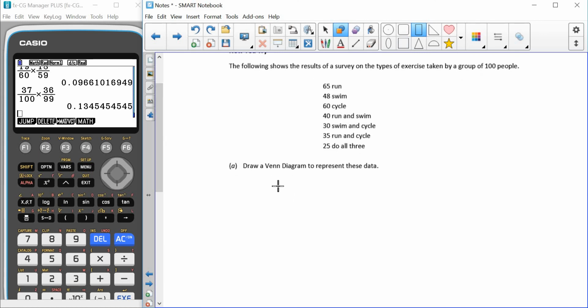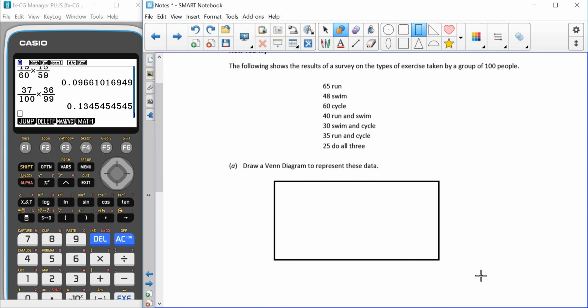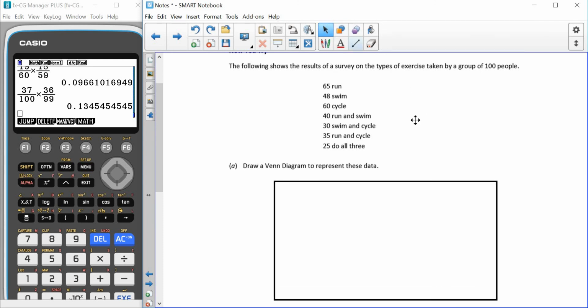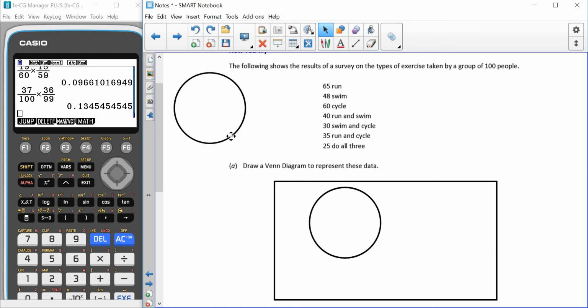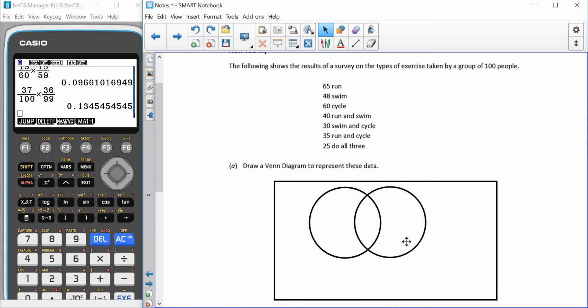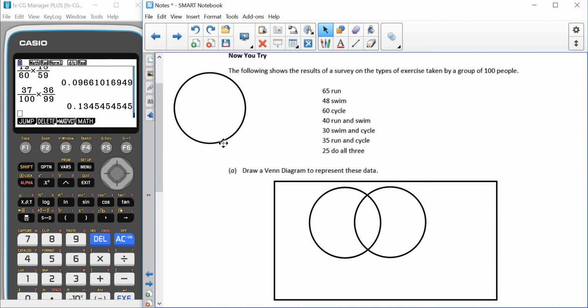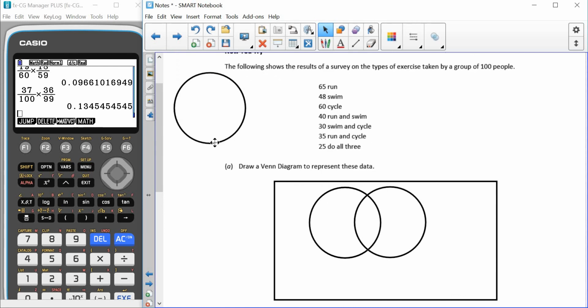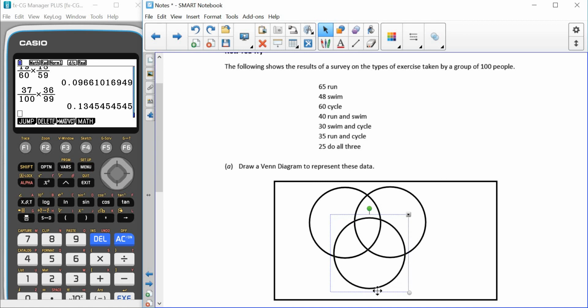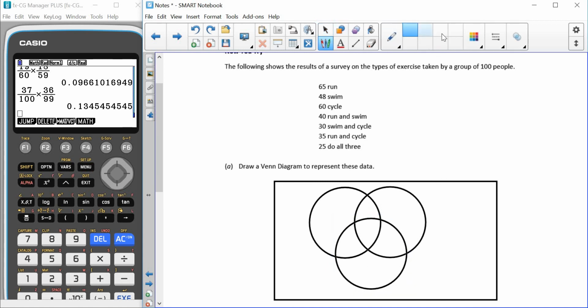Okay, so hopefully you've given the Now You Try a go. First of all, again, we're asked to draw our Venn diagram. I do apologise, I am going to cheat again. So here we have our three circles, which are going to represent our swimming, our running, and our cycling this time.